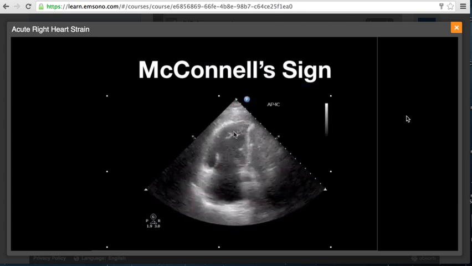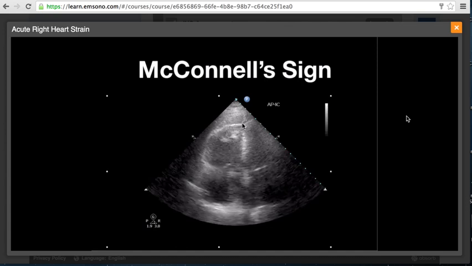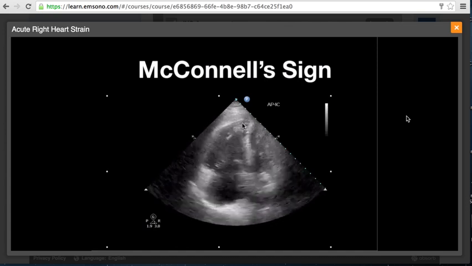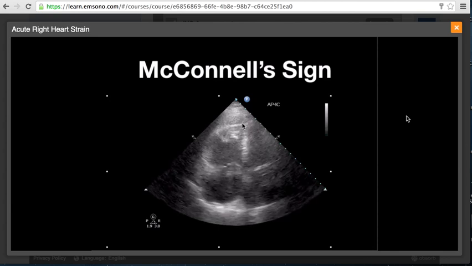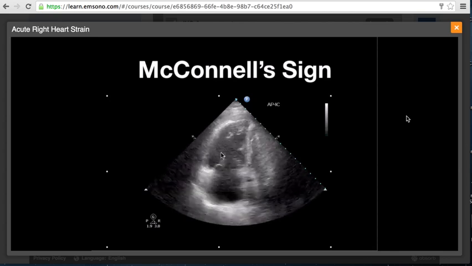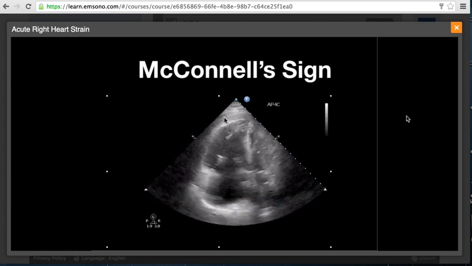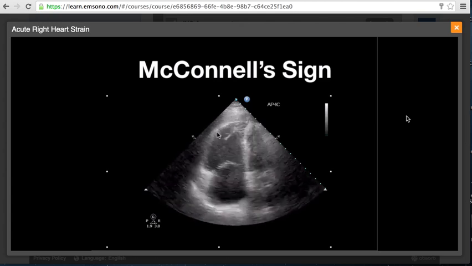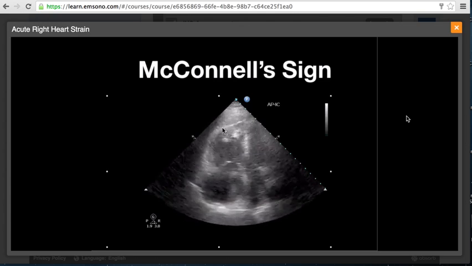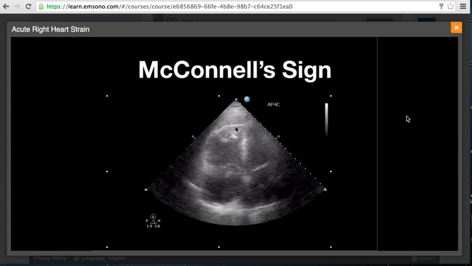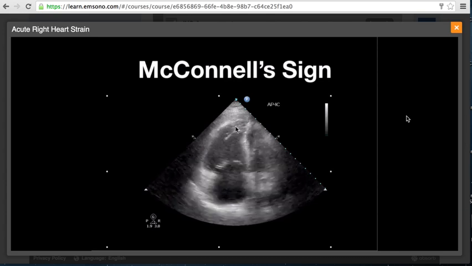Now here's another patient. Again, this was a patient with a very large central PE. He was hypotensive and hemodynamically unstable. If you take a look just to the naked eye, the right ventricle is larger than the left ventricle. You can see that the vast majority of the free wall here of the right ventricle was hypokinetic, but that there's preserved function of the apical portion.